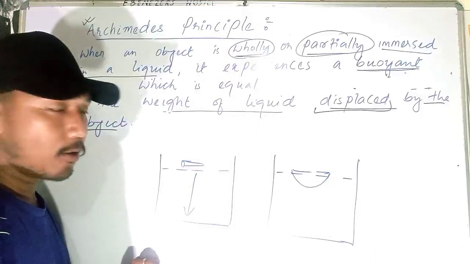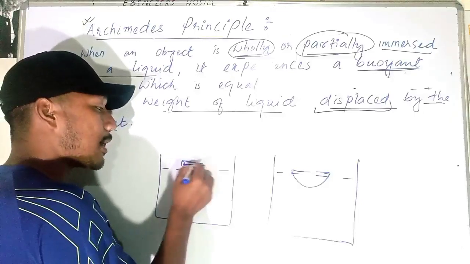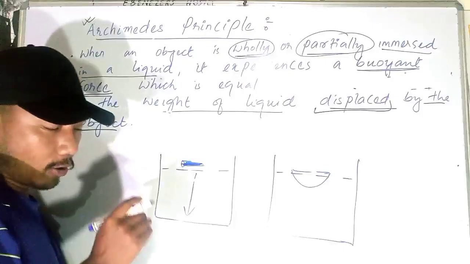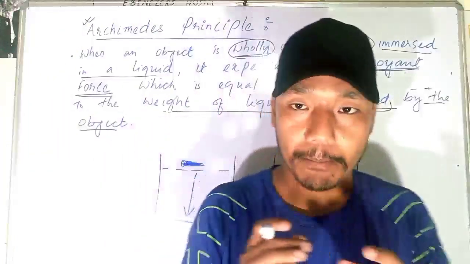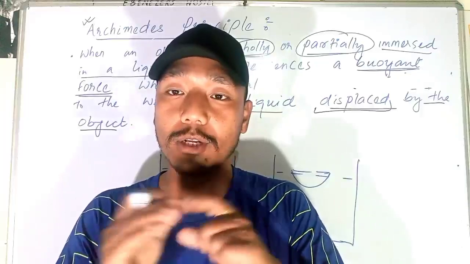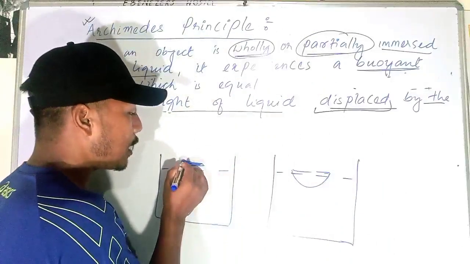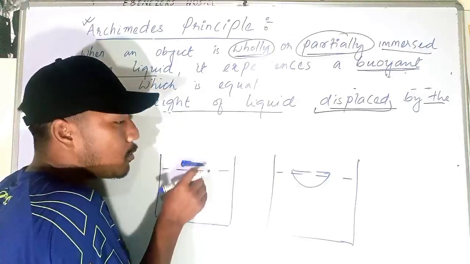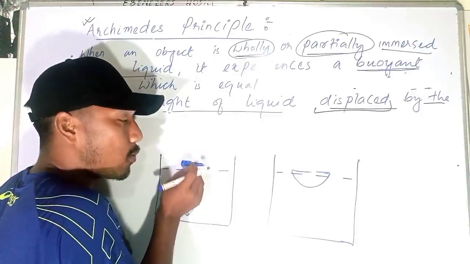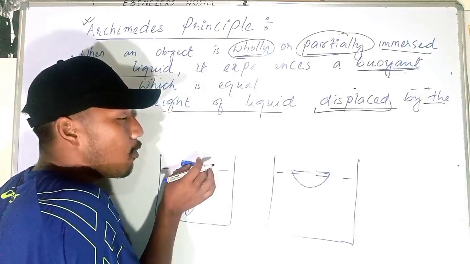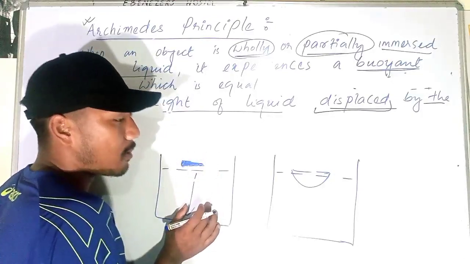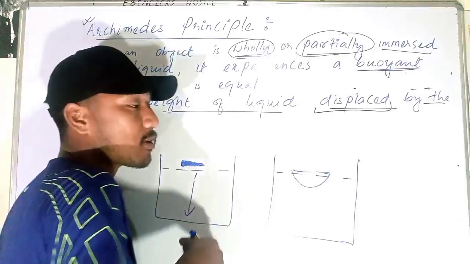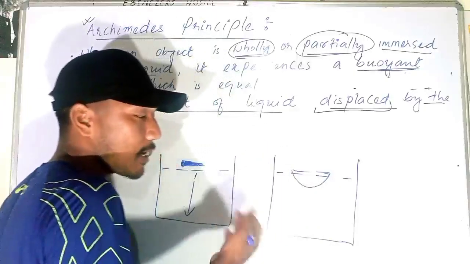Why? You see, the iron nail is totally compact. There is no hollow, no space in it. Due to which, whenever you apply the force on it, the buoyant force becomes less as compared to the force of the weight. So based on these Archimedes principles, we started developing ships.